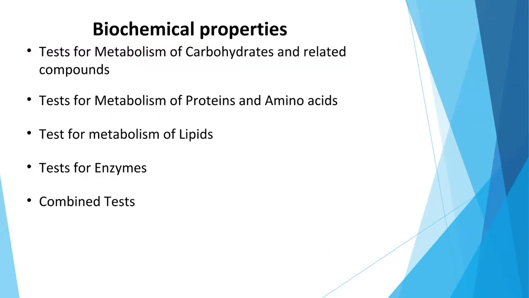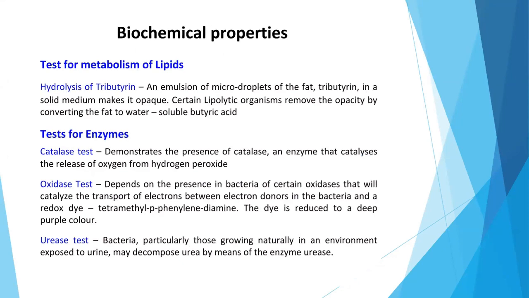Some of the biochemical properties are very important. That is the test for metabolism of carbohydrates and related compounds, test for metabolism of proteins and amino acids, test for metabolism of lipids, test for enzymes, and some combined tests. Test for metabolism of lipids may be hydrolysis of tributyrin, which is an emulsion of micro droplets of fat. Tributyrin in a solid medium makes it opaque. Certain lipolytic organisms remove the opacity by converting the fat into water.